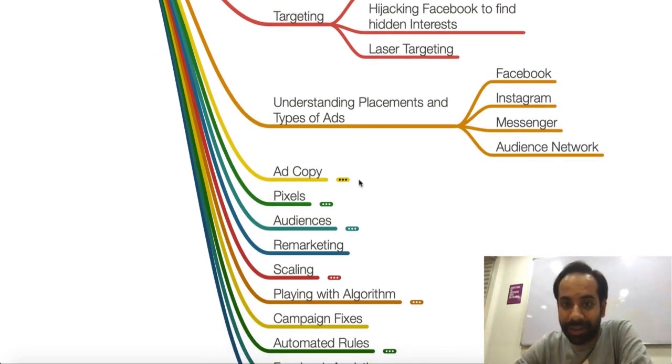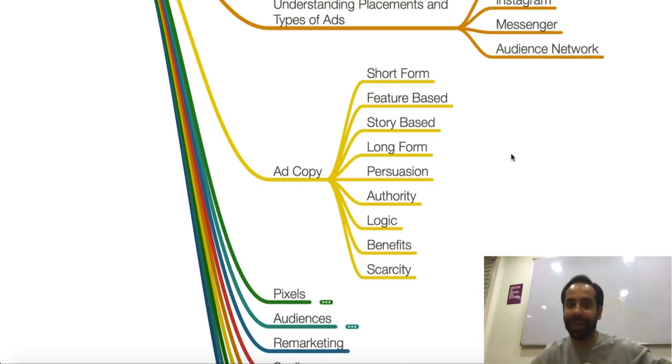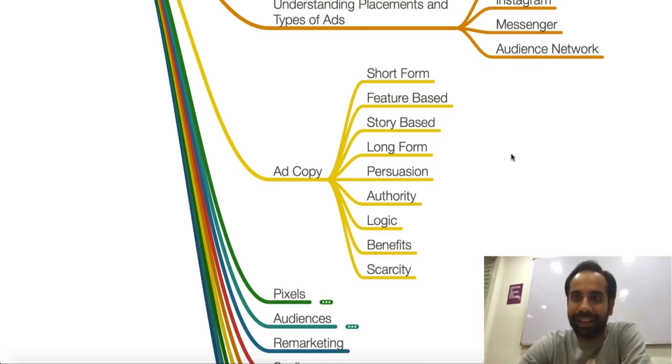The most important part of the entire thing is actually ad copy, of course. We're going to talk about ad copy: short form, feature-based, story-based, long form, persuasion, authority, logic, benefit, scarcity. I guess you haven't thought of 9 different variants of your own ad. Ever thought of it? If not, I'll make you think about it. So that's what the course is going to cover.